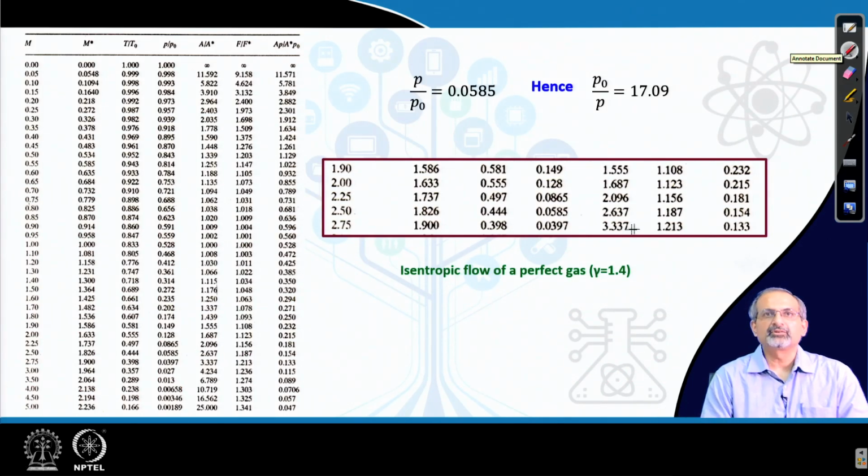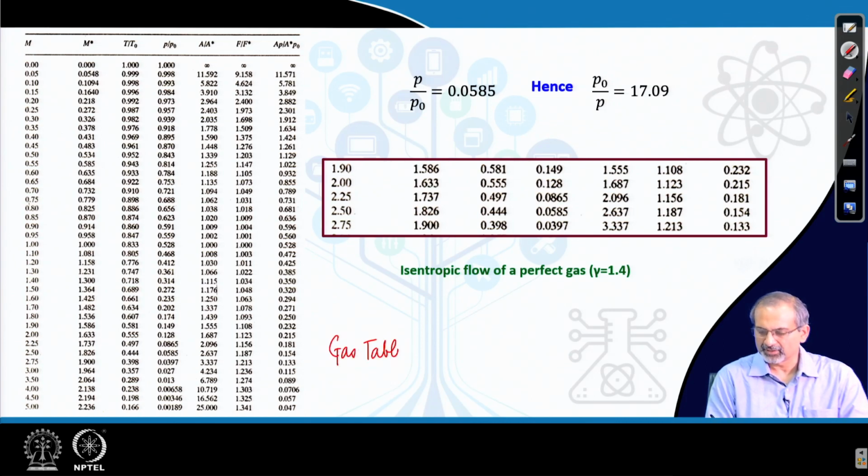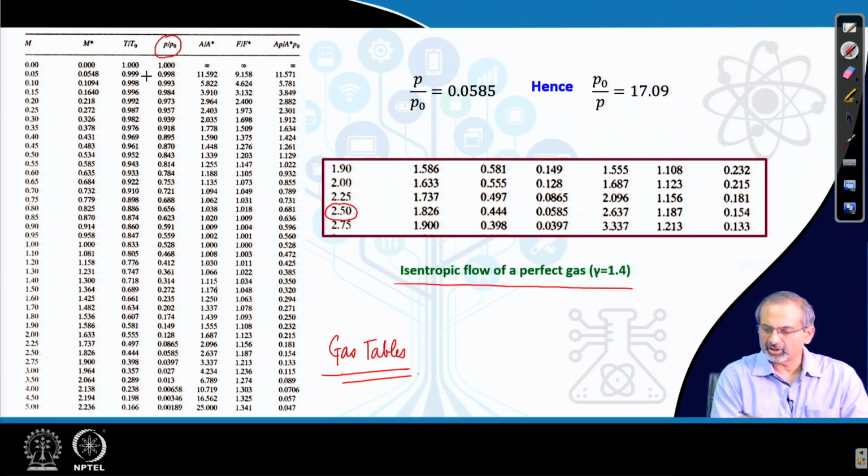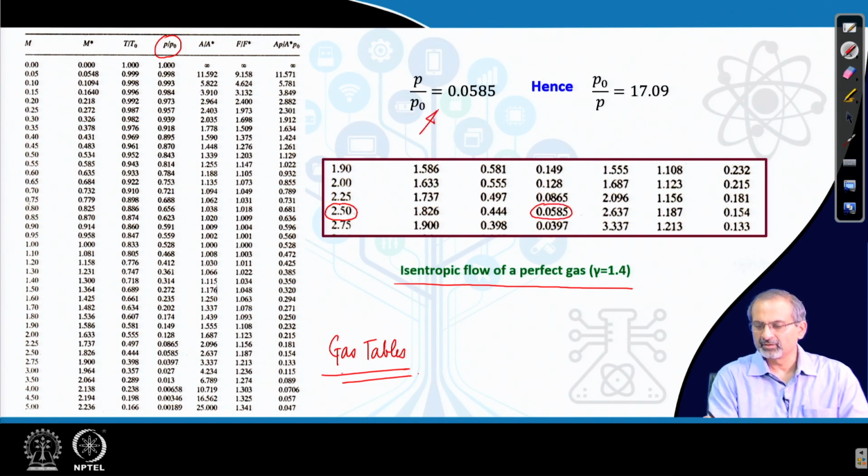Before we move on, let us try to look at gas tables, because we have not looked at them earlier, just to get a glimpse how do we get these figures from tables of this kind. So, isentropic flow of a perfect gas with gamma equal to 1.4 corresponding to air is available in gas tables. If you look at such tables, we need it for 2.5, and what do you get from the P by P naught column? You get a value of 0.0585. You invert it, you get the 17.09 which we just quoted, the pressure ratio.